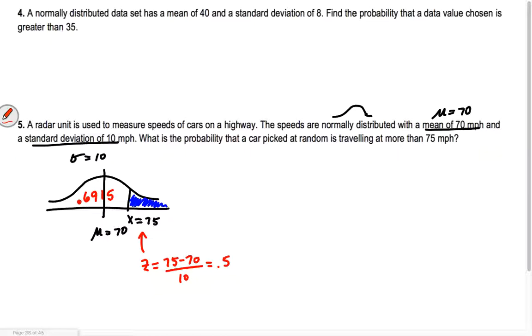The rest of it is the part that's in blue. So that's when we do our 1 minus. We're going to do 1 minus 0.6915, so I get 0.3085 is our answer.